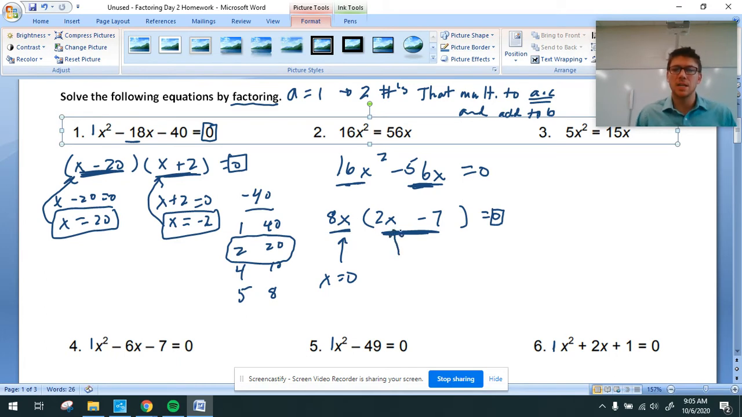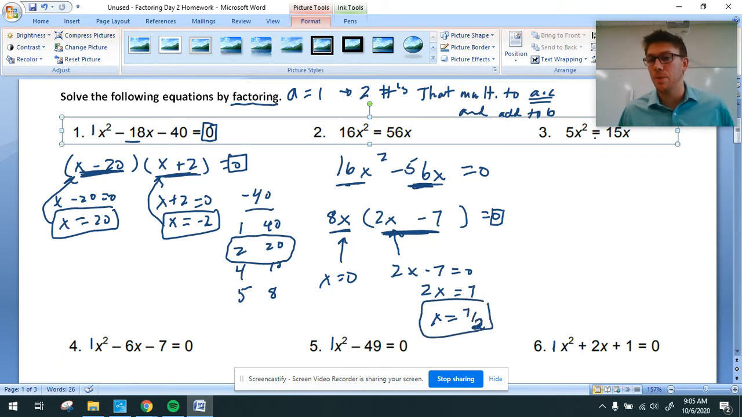For this one, some of you may look at that and be able to see that the answer is 7 halves, when you multiply by 2 and take 7 away. But if you don't see it, then you set it equal to 0 and you solve it. Add the 7 and divide by 2. So that's solving using factoring, but the factoring technique is greatest common factor.